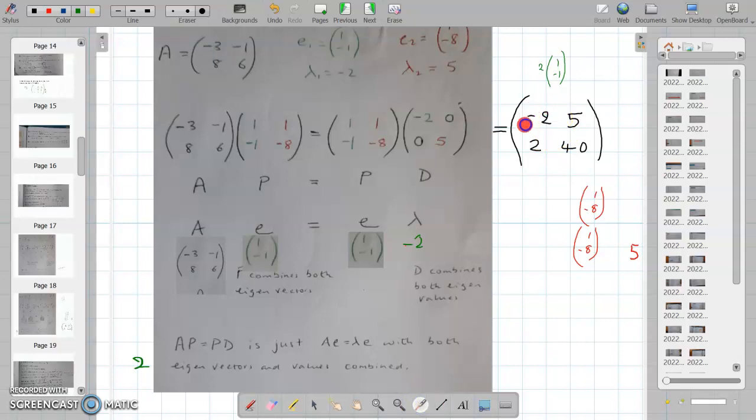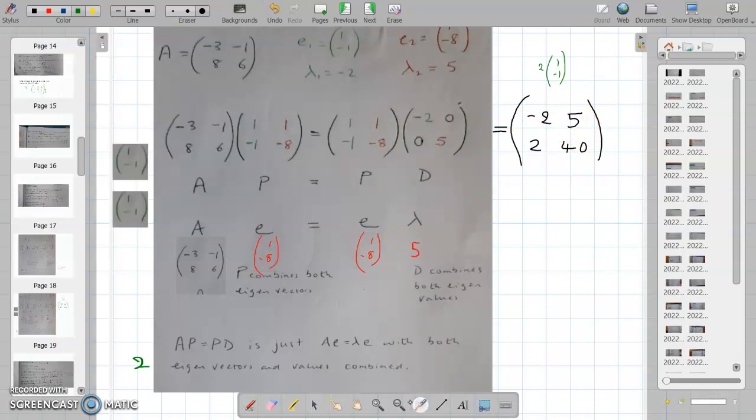So this is eigenvector times -2, eigenvector times eigenvalue. And this is the same for the second eigenvector and eigenvalue. So 540 is (1, -8), there you go, (1, -8) times 5, there's your 5. The vector (1, -8) times 5 is 540.